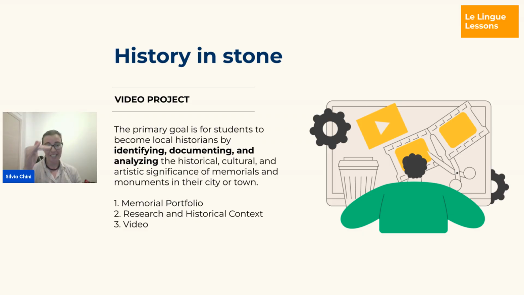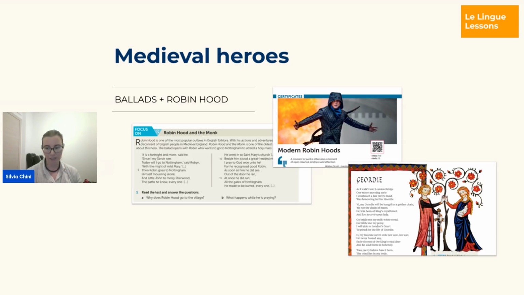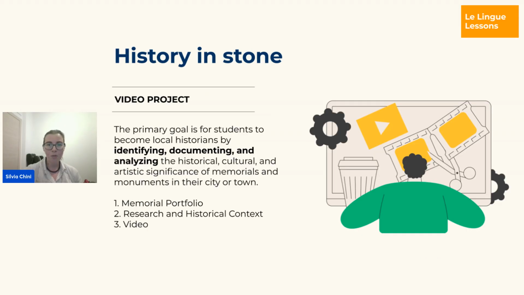So what you can do is basically divide the project into three parts. The first one is a sort of memorial portfolio. The second one is research and historical context. And the third one is basically the production of something, of a video, of a poster, you decide. At the very beginning, you can ask students to identify three memorials. And for each memorial, they can look for the history, they can look for a picture, and they can create, as you can read there, a memorial portfolio.